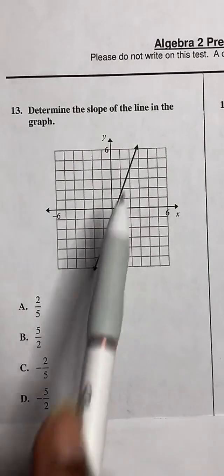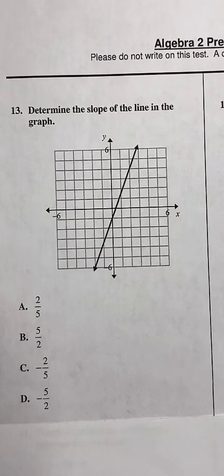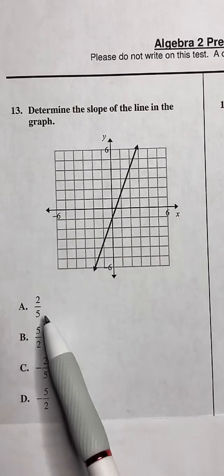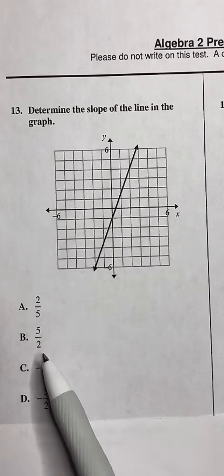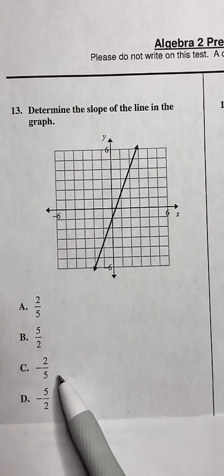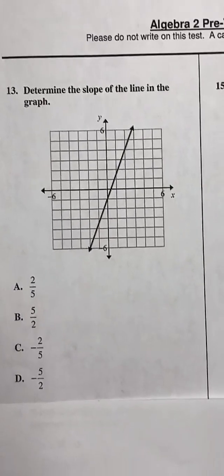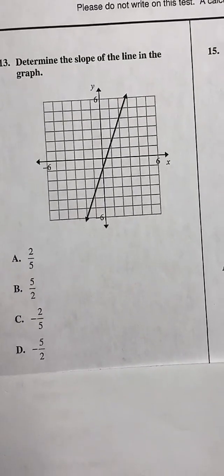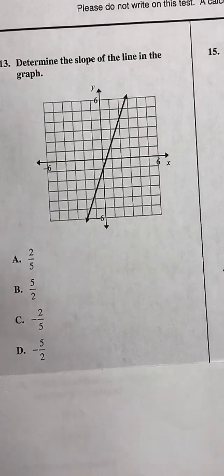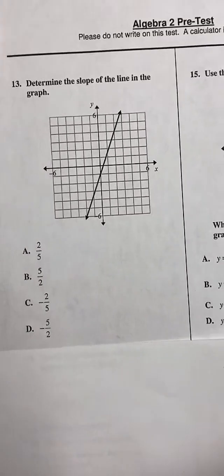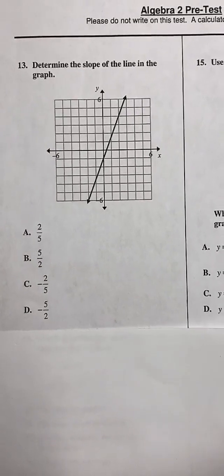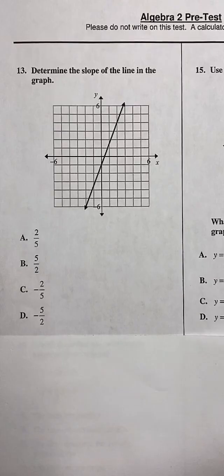All right, so determine the slope of the line in the graph. Is it A, 2/5, B, 5/2, C, -2/5, or D, -5/2? Okay, see if I can push that up a little bit, maybe make it a little bit smaller. Okay, so let's see what you guys got.